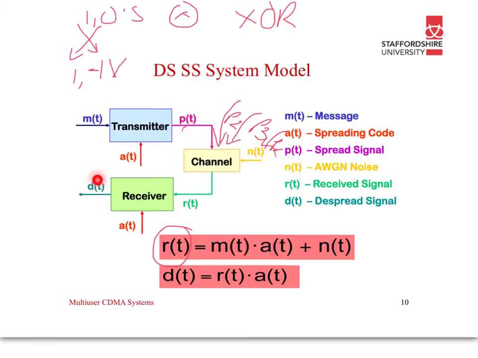So to get D of t, we multiply the received signal by the same code, and then we should recover D of t. D of t should be almost equal to M of t, if we've done the operation right, with some errors. Those errors are dependent on the signal to noise ratio of the channel, which is the ratio of the signal power to the noise power. We will look at this relationship in more detail.